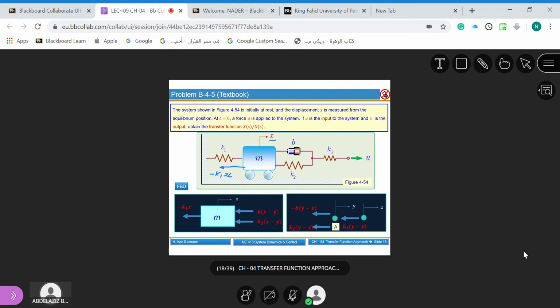This damper has two ends, this end and this end, so there is a relative motion between the two ends. We assume the motion at this junction, which we are calling A, is Y, and we assume the motion here is Z, for example. In this way, the relative motion across the damper will be X dot minus Y dot. So the force exerted on the damper will be B times X dot minus Y dot, as you can see.